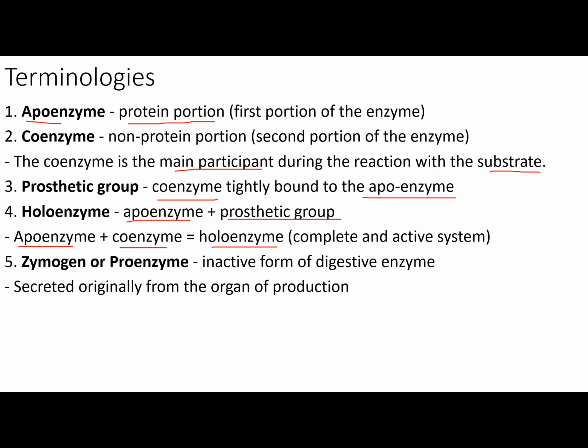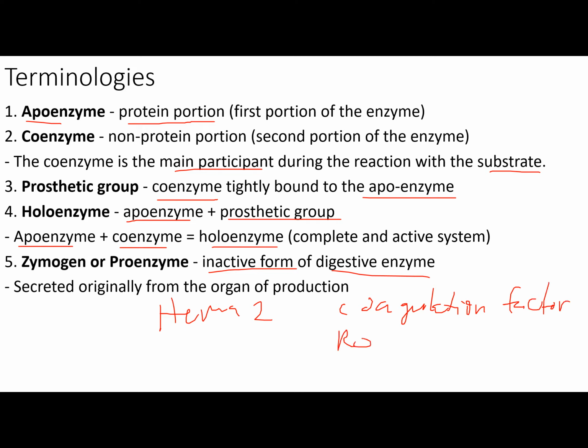Then we have your zymogen or proenzyme. This is an inactive form of digestive enzyme secreted originally from the organ of production. So familiar kayo dito class sa zymogen na to. Zymogens are basically, to give you an example, inactive proteins. Ay familiar kayo sa hematology nyo. Hematology 2 nyo. We have your coagulation factors. Now, coagulation factors are represented by Roman numerals.